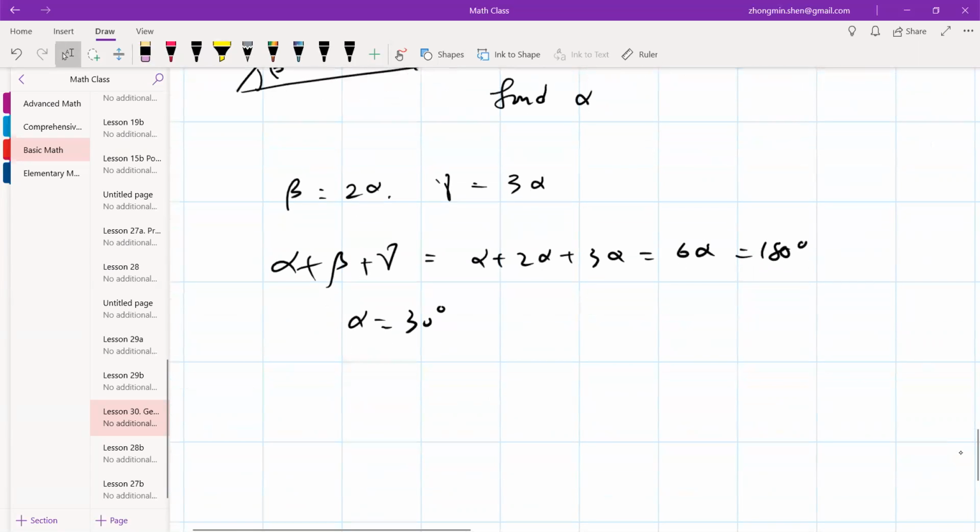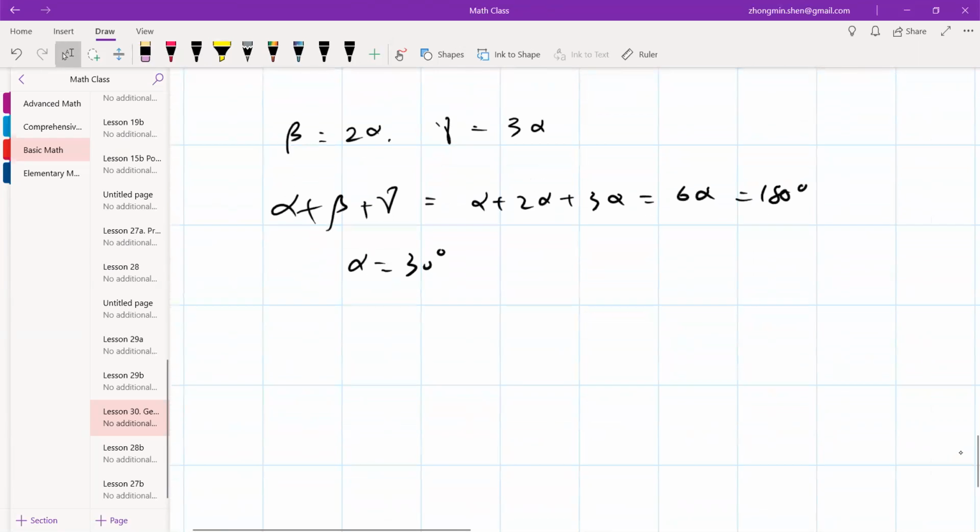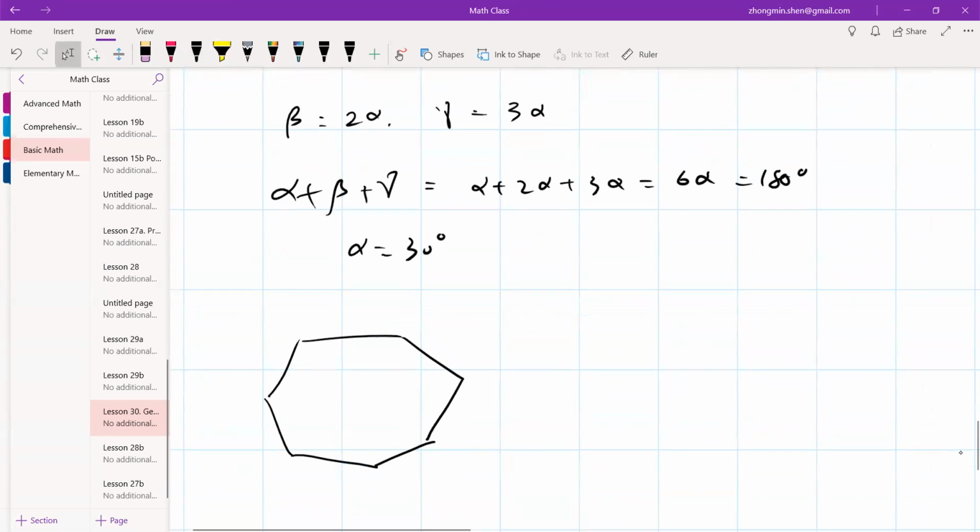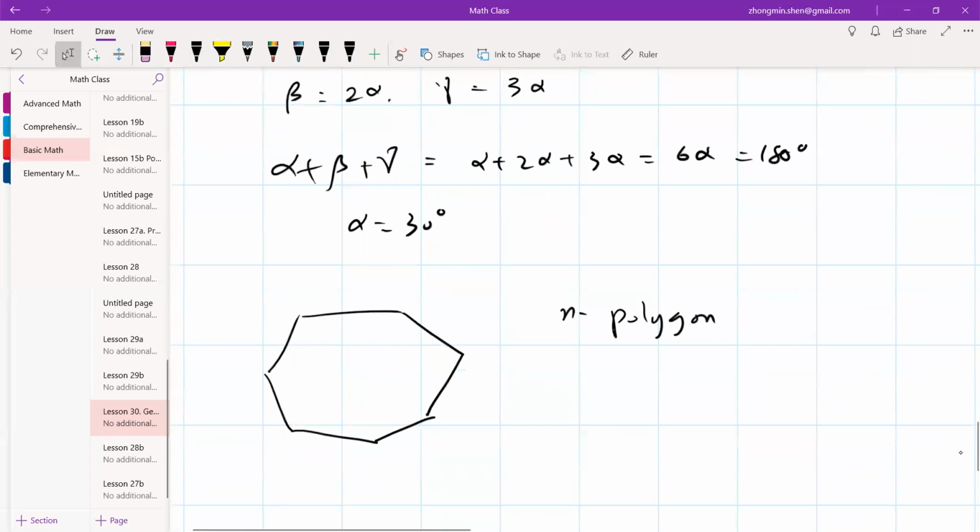And this is a small triangle, but this is just about triangles. How about the n polygon? Okay, if it's an n polygon, then the formula will be different. Okay, if this is called an n polygon, it has n sides, right? Okay, that's an n polygon. So you have n sides.